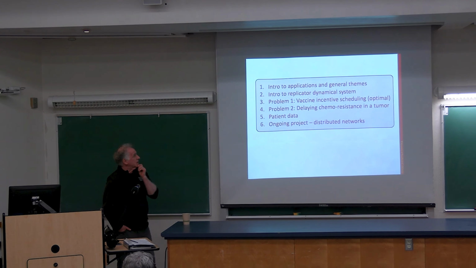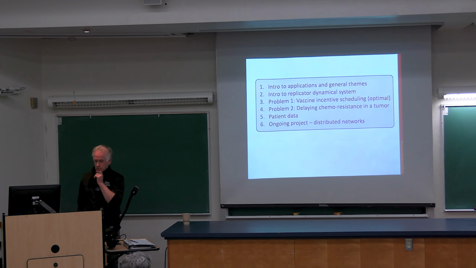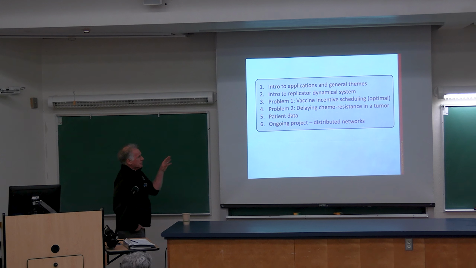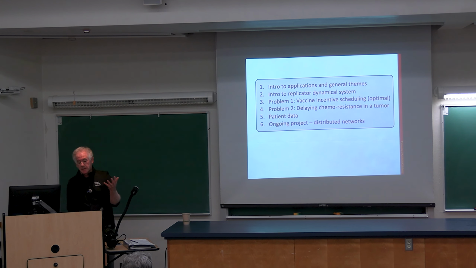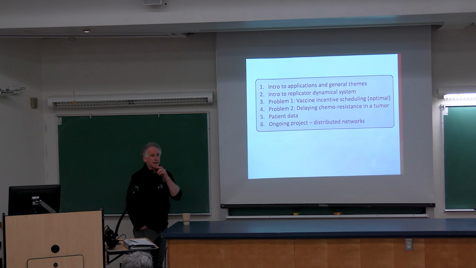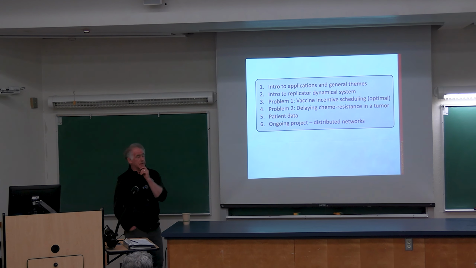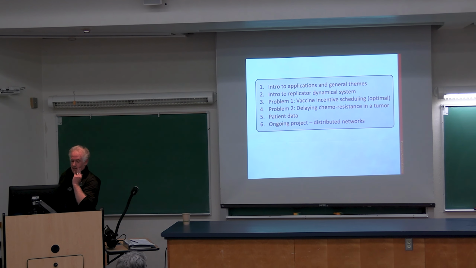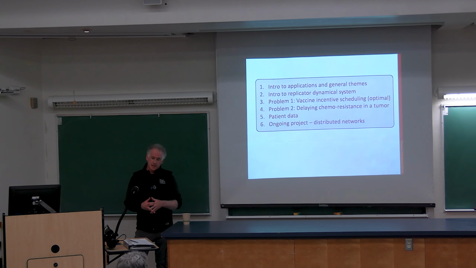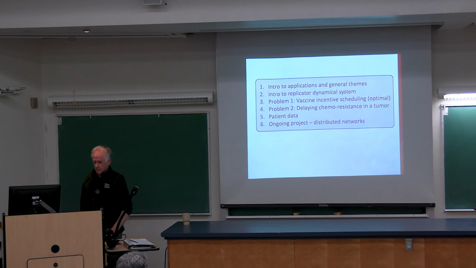I'll give you a little introduction into the replicator dynamical system and what those are about. And then the first problem I'll tell you about is in some ways a baby startup problem, but it's a good vehicle to show you the aspects of the replicator equations that are useful and interesting, and also how it combines with control theory. Problem two is the main thing that I've been working on for quite a while, which has to do with optimizing chemotherapy and immunotherapy schedules in order to steer the evolution of a tumor, of the subpopulations that make up a tumor.